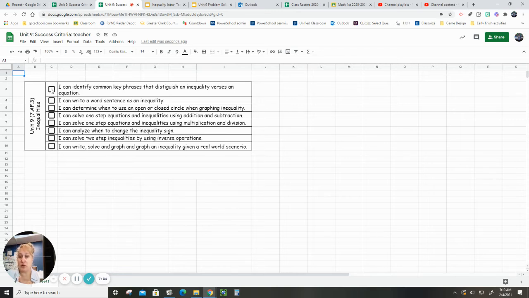Mastery, don't know, but you need to self-reflect. Do you know what to look for? And if you think you know, put a check by it. I can write a word sentence as an inequality. Well, when you pause, did you get everything correct? If you did, put a check by that. Now we're going to start learning about these other two skills.